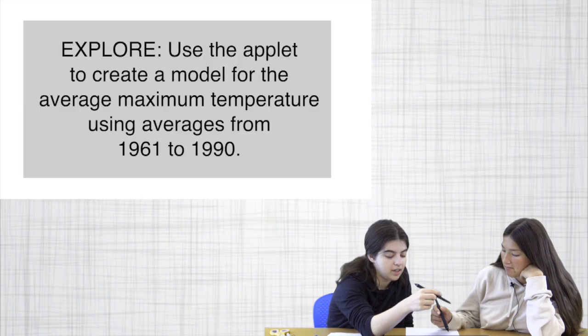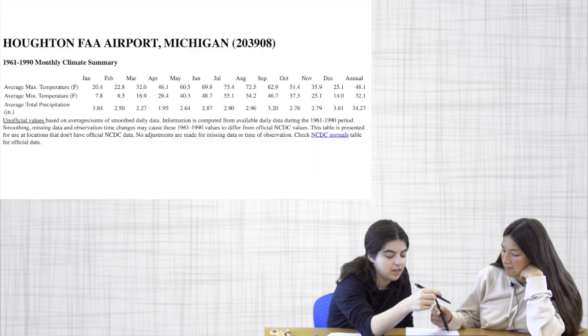In the previous episode, Claire and Mary explored an applet that let them transform the sine function. In this episode, they will use the applet to create a model of the average maximum temperature in Houghton using averages from 1961 to 1990. To do this, they will use the following data. The data show the average maximum temperature for each month of the year.